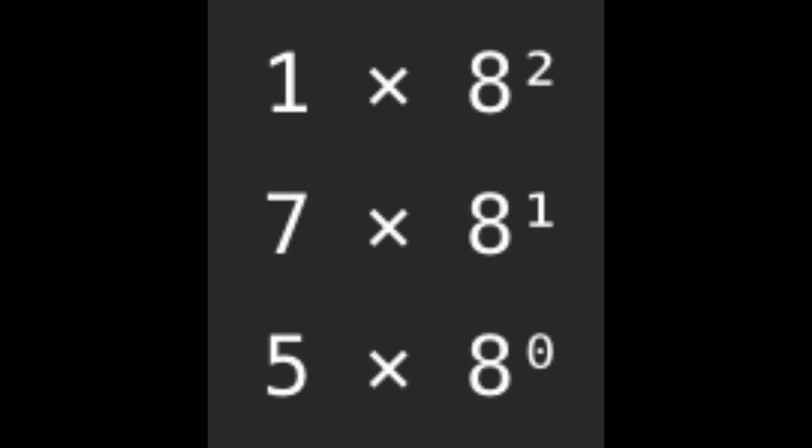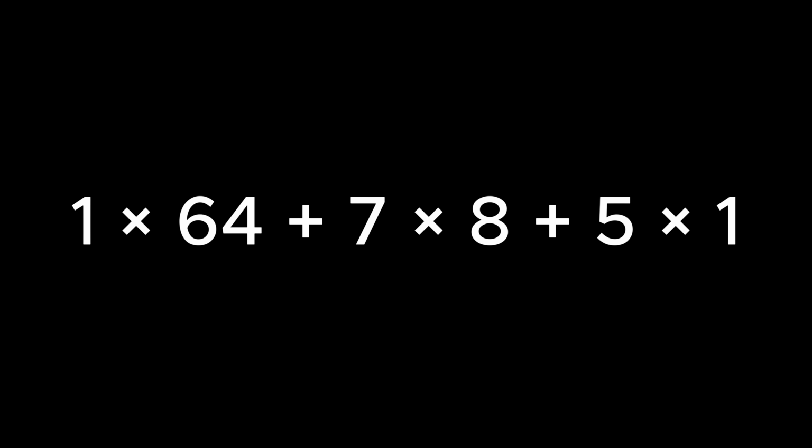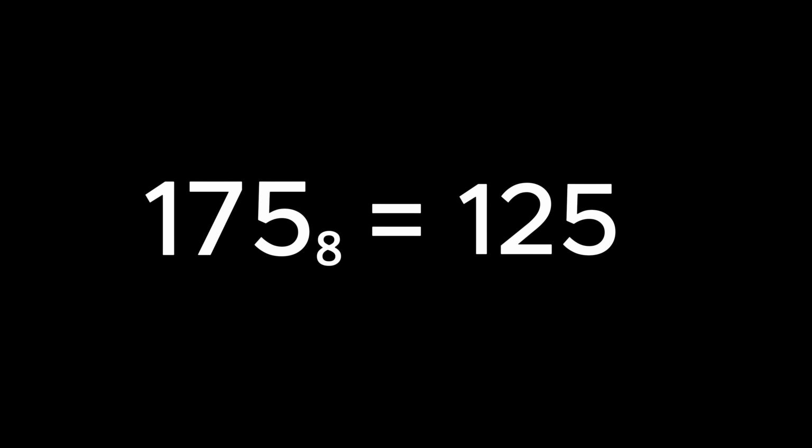Let's try octal. Convert 175 base 8. Now we're using powers of 8. So we have 1 times 8 squared, 7 times 8 to the power of 1, and 5 times 8 to the power of 0, which becomes 1 times 64 plus 7 times 8 plus 5 times 1. So 64 plus 56 plus 5 equals 125. Therefore, 175 base 8 is equal to 125 base 10.